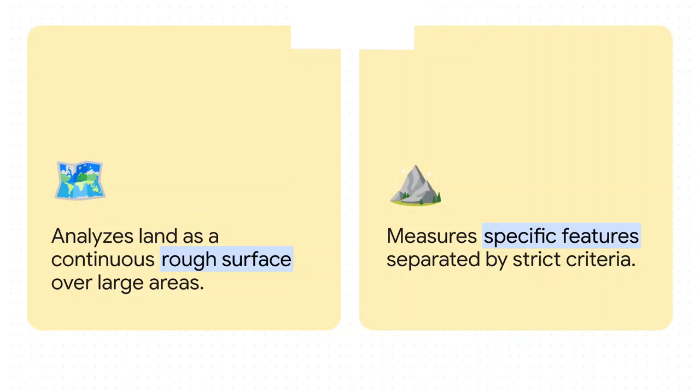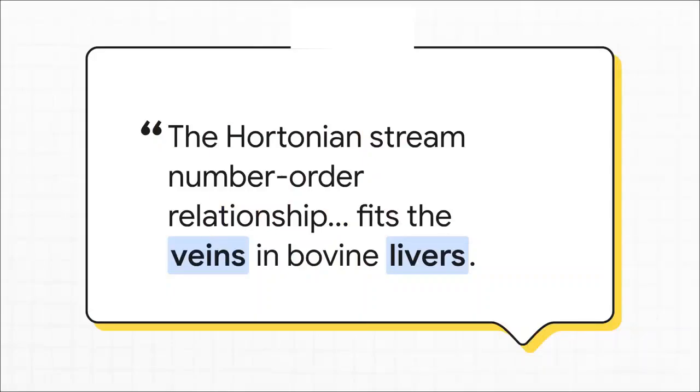But on the other hand, we have specific geomorphometry. This approach isolates and measures individual features based on strict criteria, like measuring the exact angles of a single sand dune or a glacial drumlin. But here's a wild thought. The objectivity of all this math can actually be an illusion sometimes.